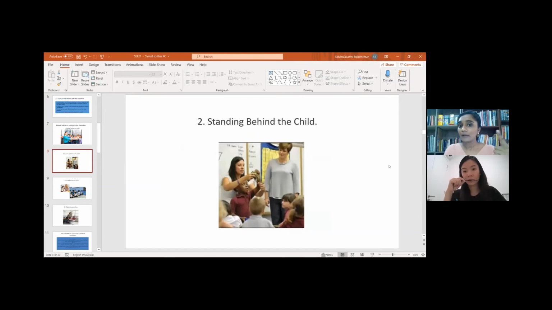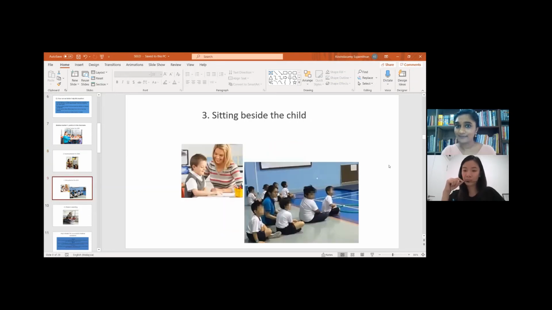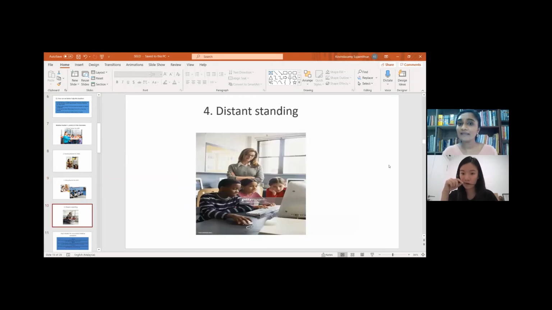Secondly, once the child is able to function by himself, the teacher distances a little by standing behind the child and lets the class teacher take control. The third one happens during circle time or perhimpunan, the morning assembly: teachers sit beside the child. The fourth one is already the fading process, the last process, distance standing. Slowly stand at the back, at a distance, and gradually move out.